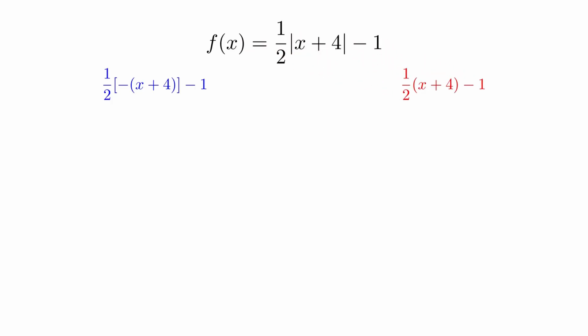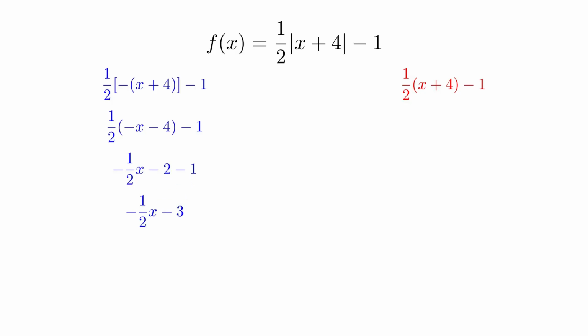Now for both of these, we're just going to simplify and clean them up. So we have 1/2 times negative x plus 4, minus 1. We're going to distribute that negative to the x plus 4, and that'll give us negative x minus 4. So we'll be left with 1/2 times negative x minus 4, minus 1. Then we'll distribute that 1/2 to the negative x minus 4: 1/2 times a negative x gives us negative 1/2 x, and 1/2 times a negative 4 gives us a negative 2. So we'll be left with negative 1/2 x minus 2 minus 1, and then we can combine the negative 2 and the negative 1, which gives us negative 3. So we'll be left with negative 1/2 x minus 3 for the negative version.